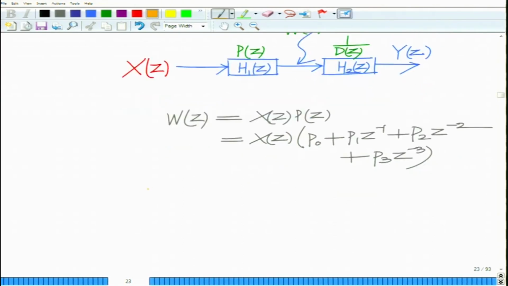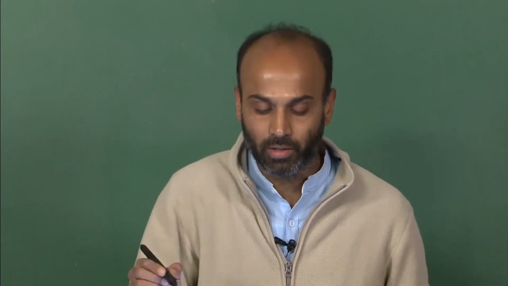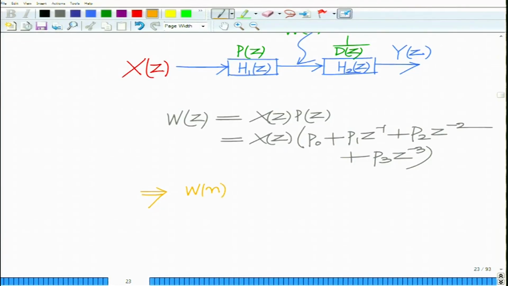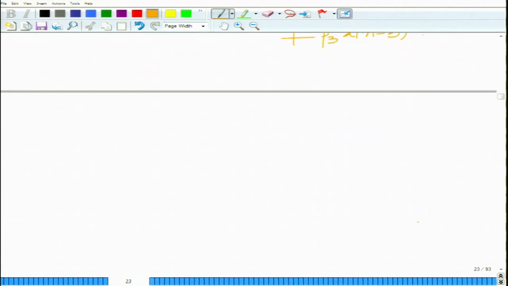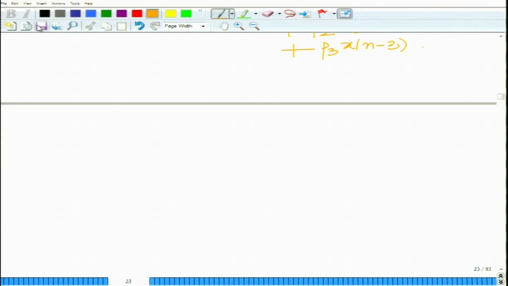and therefore, if you look at the corresponding time domain expression, the equivalent difference equation, taking the inverse Z transforms, will be w(n) equals P0 times x(n) plus P1 z inverse X(z), that is x(n minus 1), plus P2 z raised to minus 2 X(z), that is x(n minus 2), plus P3 x(n minus 3). And the structure for this can be given as follows.